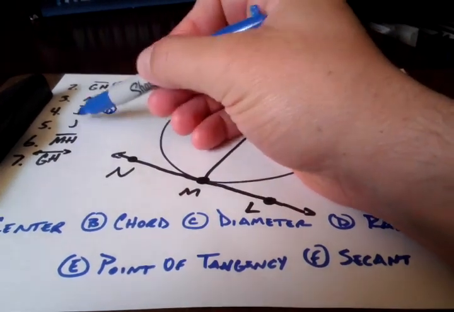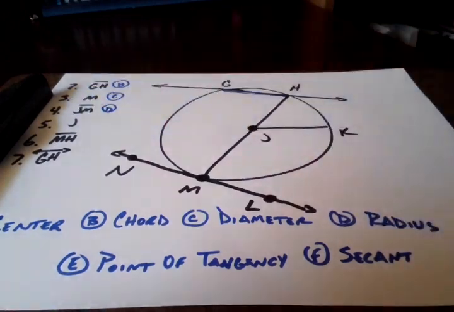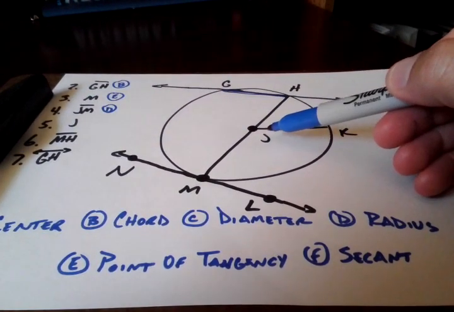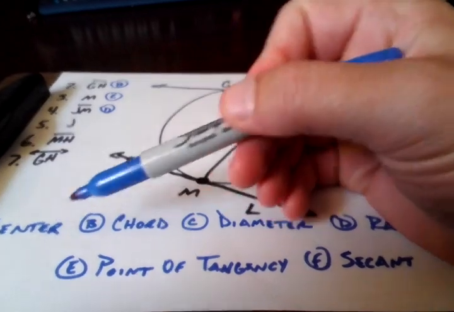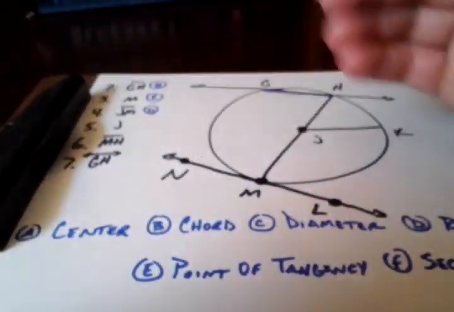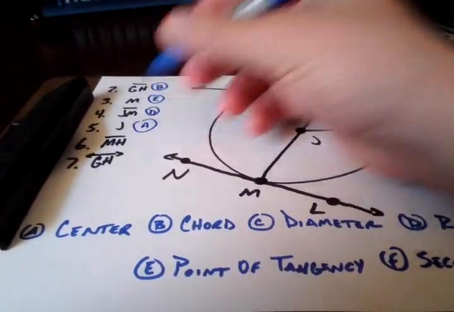Number 5 is also a point. Just one letter there makes it a point. So let's go find point J. That one's pretty easy. That is the center. So that's part A.